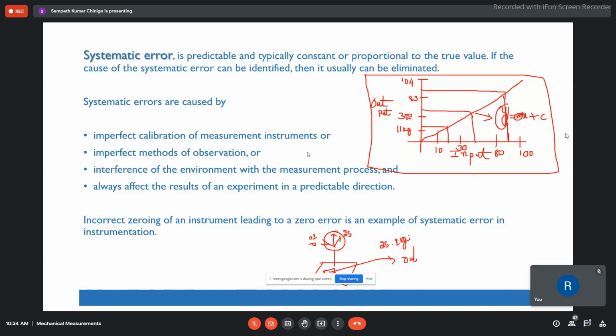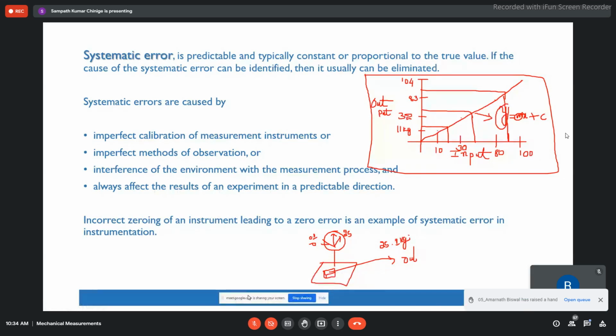Now let us go to the calibration process. How do we eliminate this kind of thing? Let us look at that particular part. Here, I think you can see, I have drawn a graph where I am giving an input and there is an output.